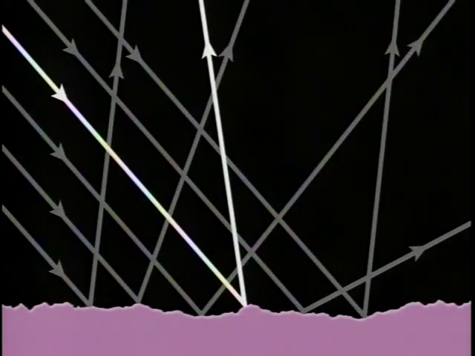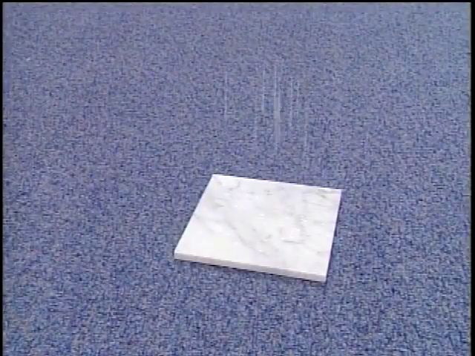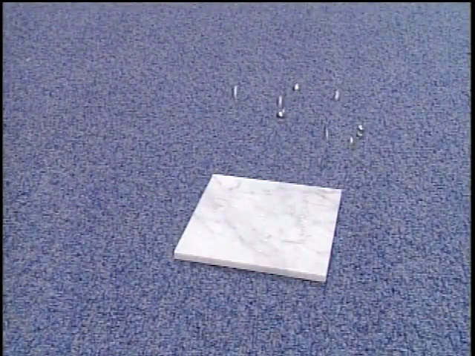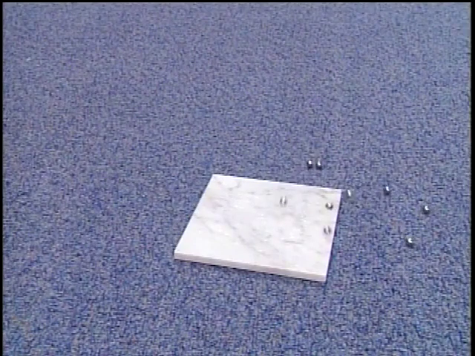But the law of reflection, that the angle of the incoming light is equal to the angle of the outgoing light, still holds, as we see if we follow the arrow on the rough surface. Here it is again. When we drop ball bearings on a smooth surface, they bounce straight back at the same angle that they hit the surface.